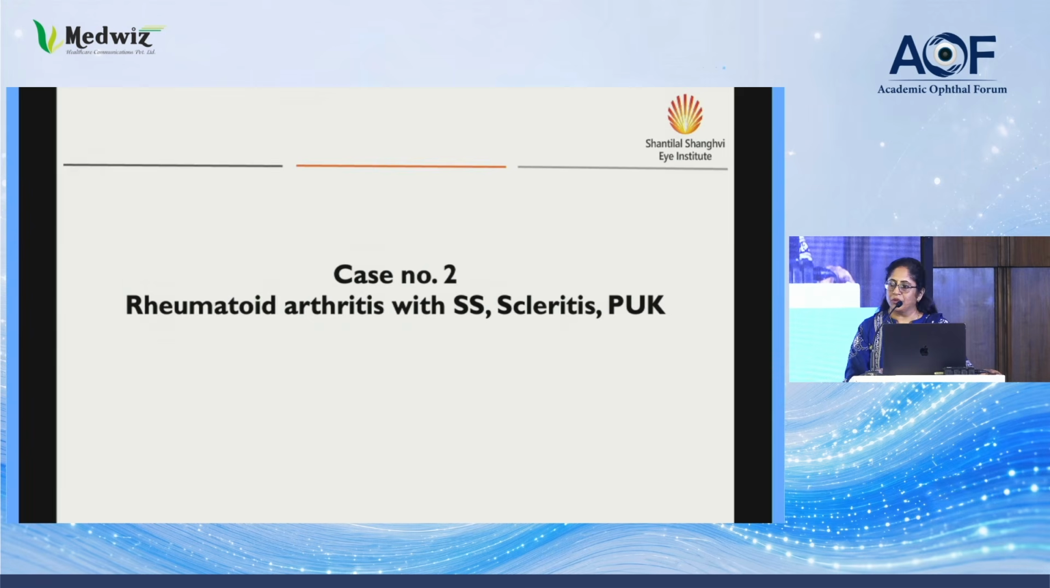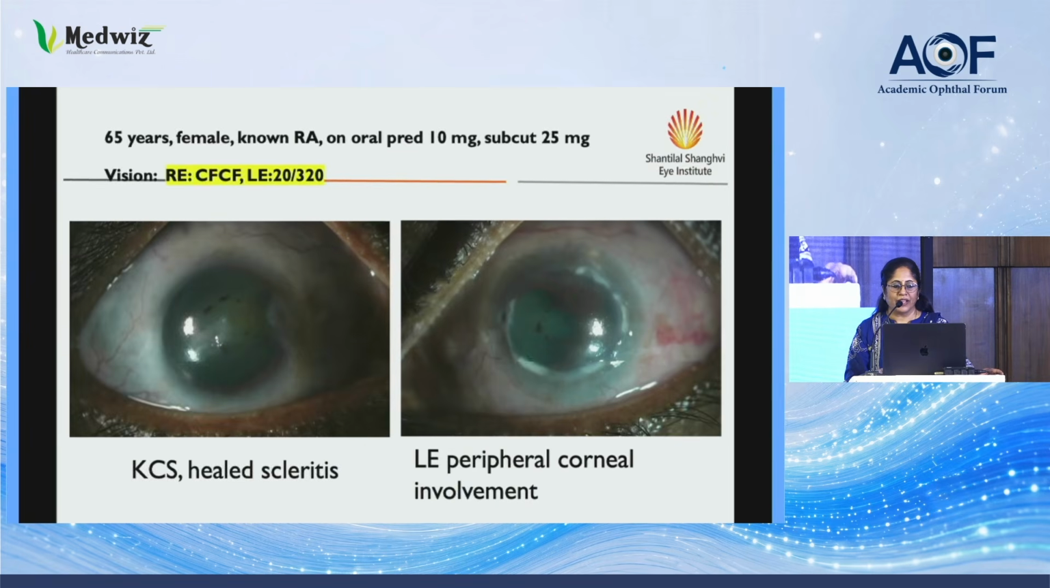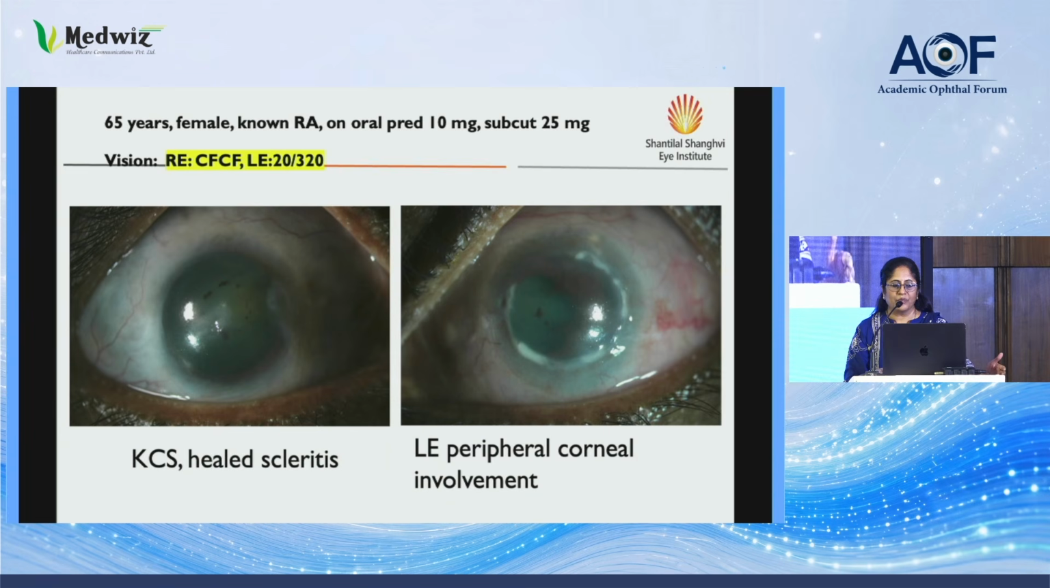Second case I'm going to quickly show you is a patient again with rheumatoid arthritis. She's more complicated. She had been with me for a while. So she has secondary Sjogren syndrome. She has scleritis. She also has PUK. So this is her right now. At this point in time, all the other things are mostly under control, but her vision is extremely poor.